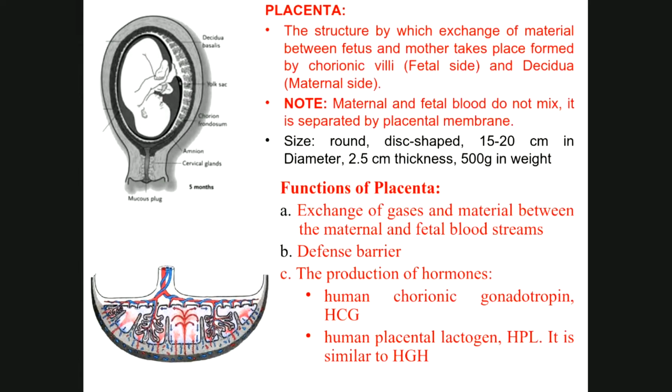But its most important function is the exchange of gases and nutrients between the mother and the fetus. The blood between the mother and fetus does not mix. They are separated by the placental membrane. Other functions of the placenta apart from exchange of gases: oxygen will come from the mother to the fetus, carbon dioxide will be released from the fetus to the mother and circulated back into the mother's blood. Nutrients like glucose come here. Waste products like urea go back.